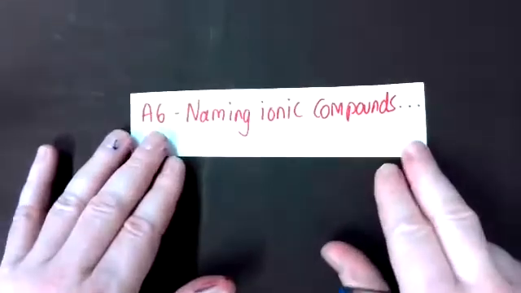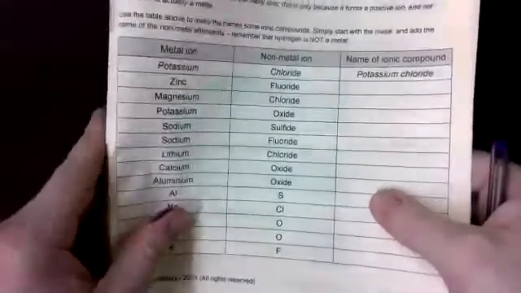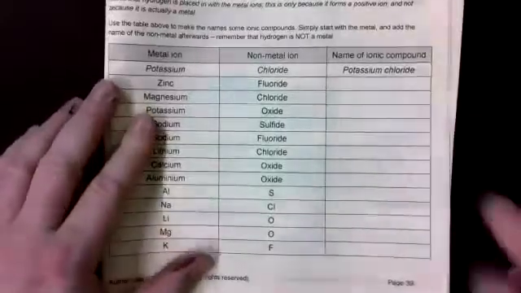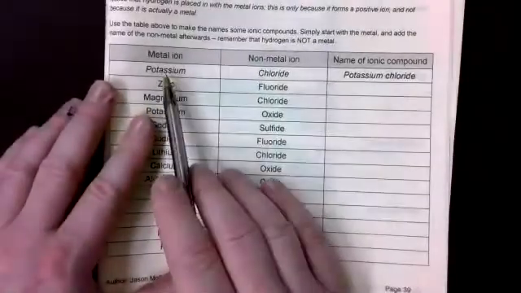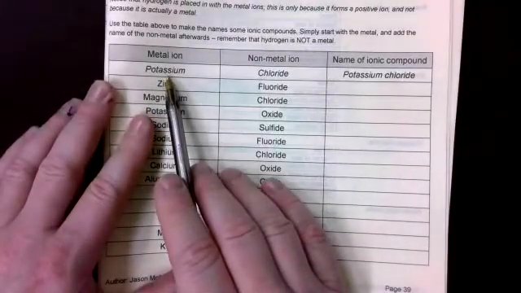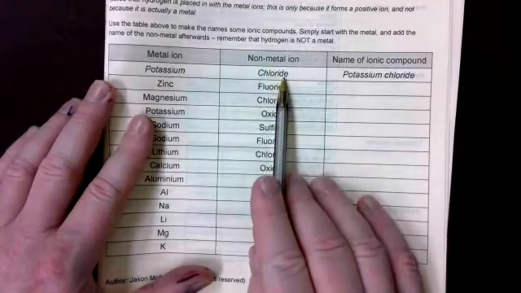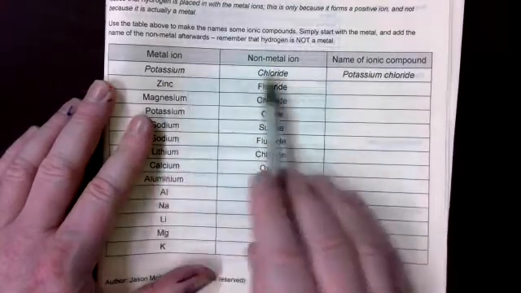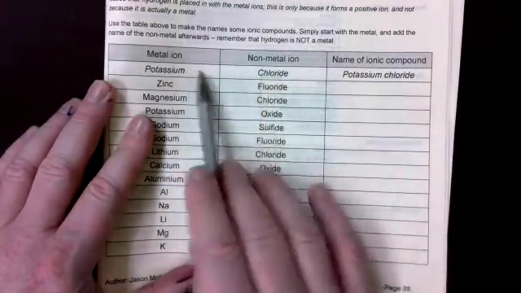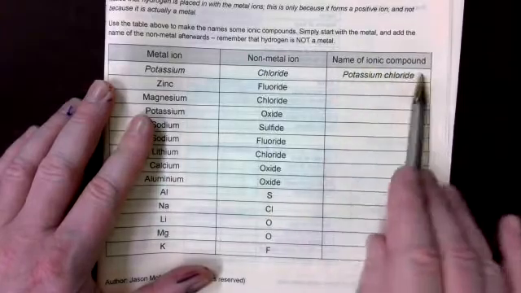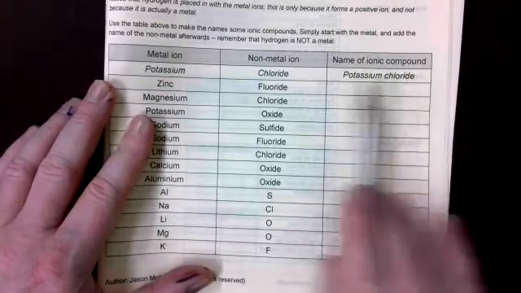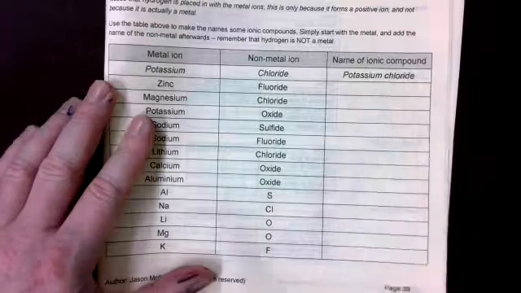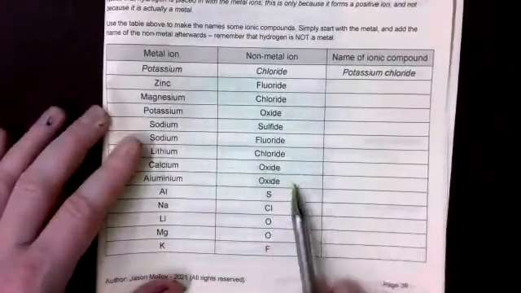Now on A6, there's some practice at naming ionic compounds. So I'll show you this page. We have an example done for us. So we've got a metal ion, which is potassium, and a non-metal ion, which is chloride. And what we simply do to name the compound that these will form is put the names together, and we get potassium chloride. The same will apply to all the ones that are named.